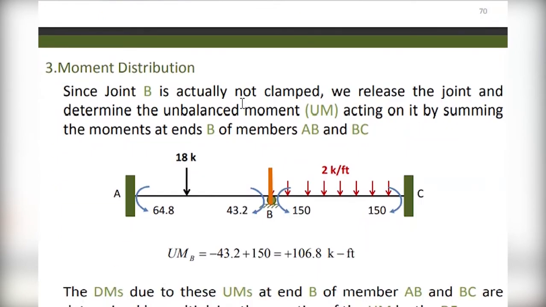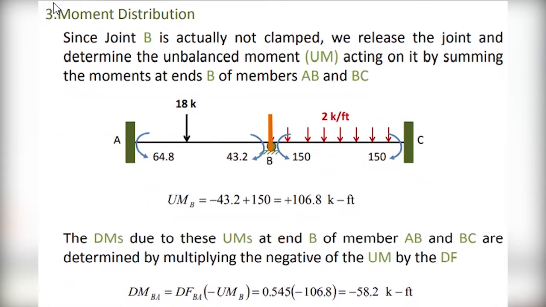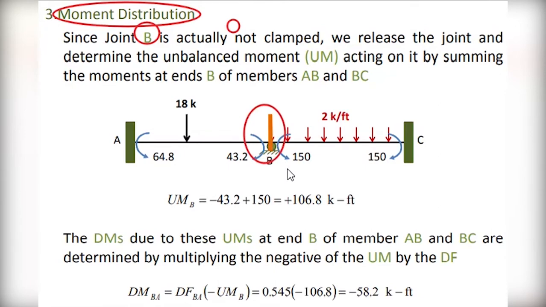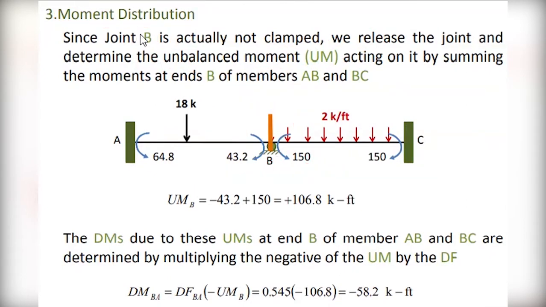After calculating it, now you come to the third procedure, which is the consideration of the distribution factor, or moment distribution. Now since joint B is not clamped at this joint, we release the joint and determine the so-called unbalanced moment. It means joint B here should be balanced, because as you see, the first value is positive, the second value is positive, now this is negative and this is positive. This comes in this direction and this comes in this direction. At equilibrium the member should balance. The moment should be balanced.